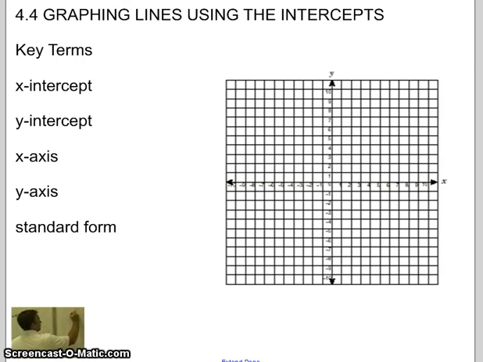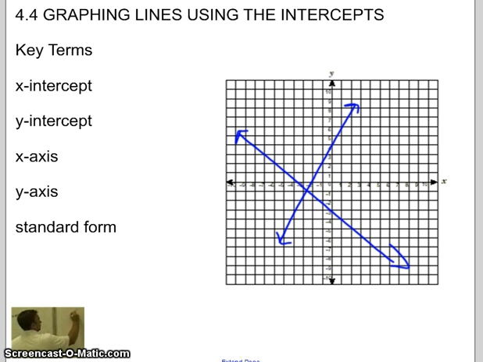Okay, now we're going to be graphing lines using the intercepts. A couple key terms, and most importantly, what is an intercept? We have two possible intercepts depending on our graph. Remember, we're graphing lines, and lines could go this way, they could go this way, and so forth.